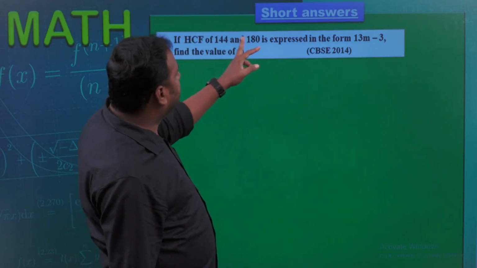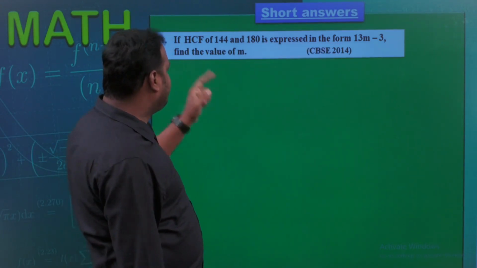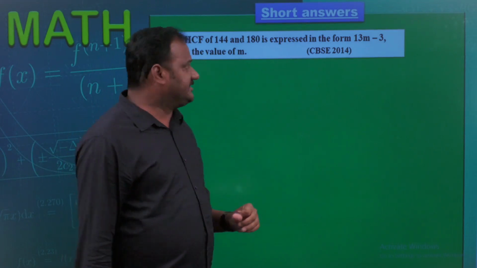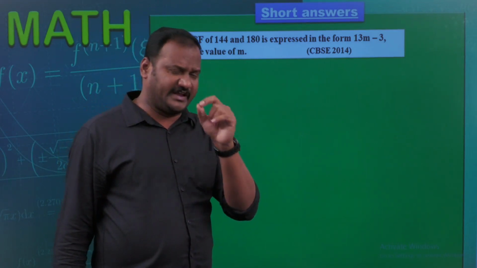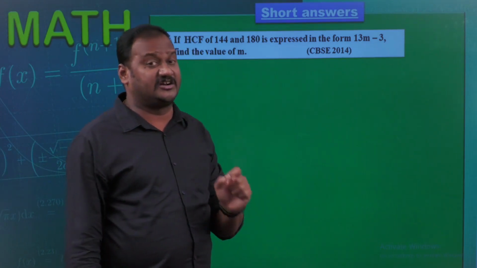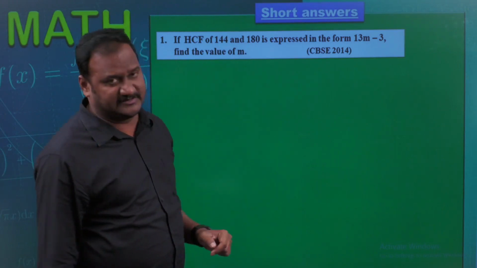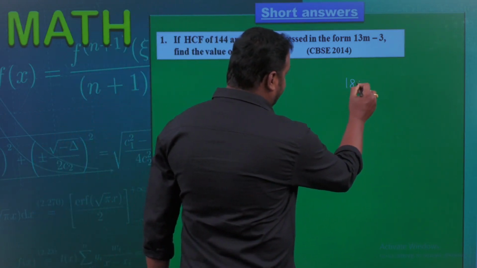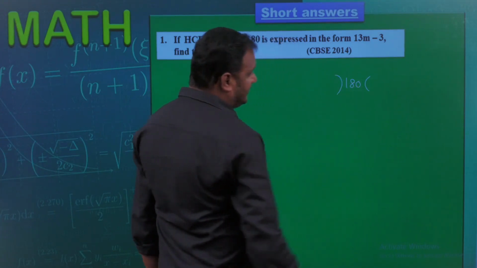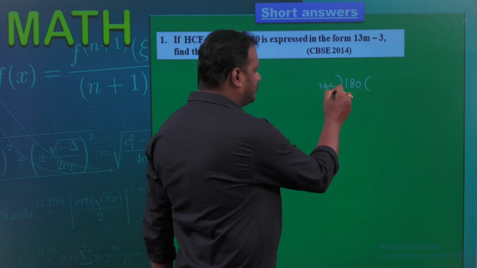HCF of 144 and 180 is expressed in the form of 13m minus 3. Then find the value of m. See, there are so many ways to find HCF of the numbers, and there is one more very interesting and easy method, that is short division method. I am going to find the HCF of these two numbers by short division method. What is that method? Take 180, the bigger number, and divide the bigger number by the smaller number, that is 144. I hope you know this method.